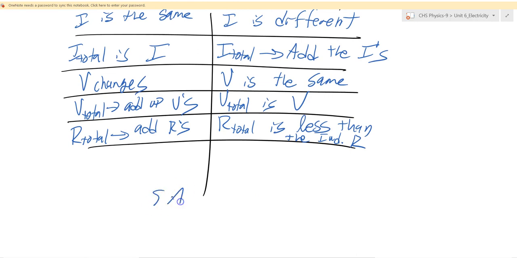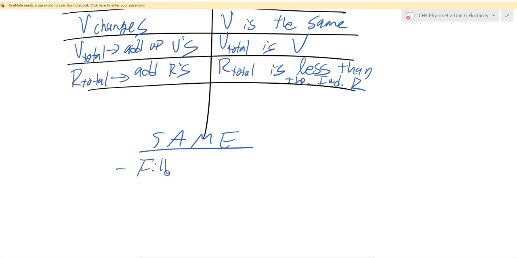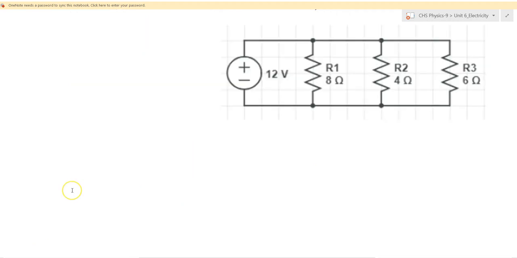Here are things that are the same. There aren't a lot. You can always just fill in R and V total. You always do that first. And you also need Ohm's law. Or both. All right. That's all I got. I lied. Let's do one example. So I'm gonna just show you the answer to this here in a moment, but I want you to try to do this one on your own and then check your answer with me.